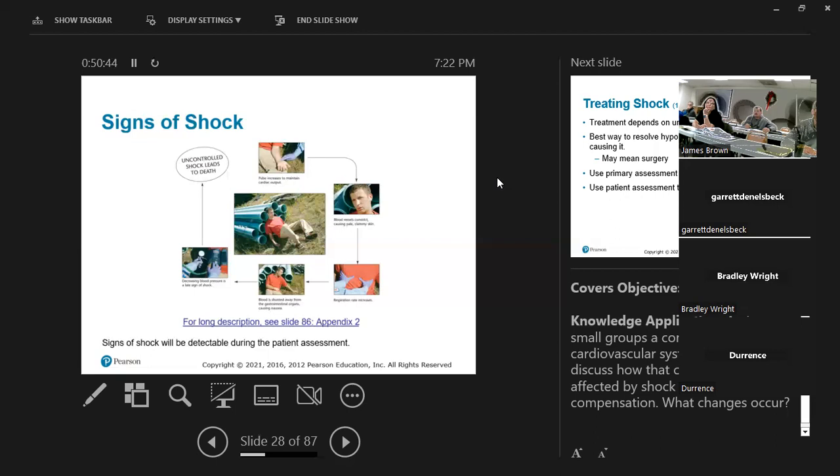If you're doing your cap refill, I know in the book it says cap refill is not reliable on adults, but it still is a way of assessing whether or not they're in shock. And it's going to be different if they're cold, or what the weather is outside. But once you start seeing that slower than 2 second refill, you've got to start thinking blood shunting away for some reason. Questions? Good question, though.